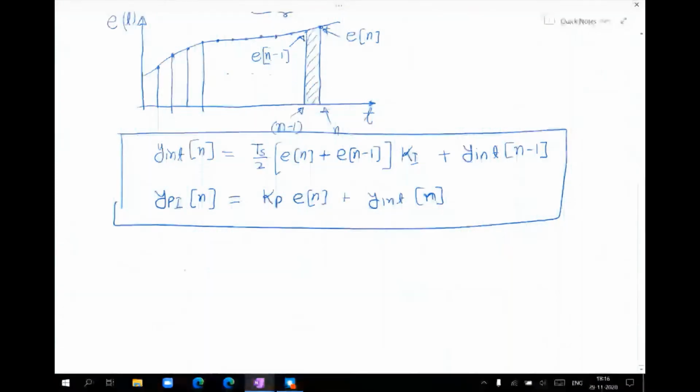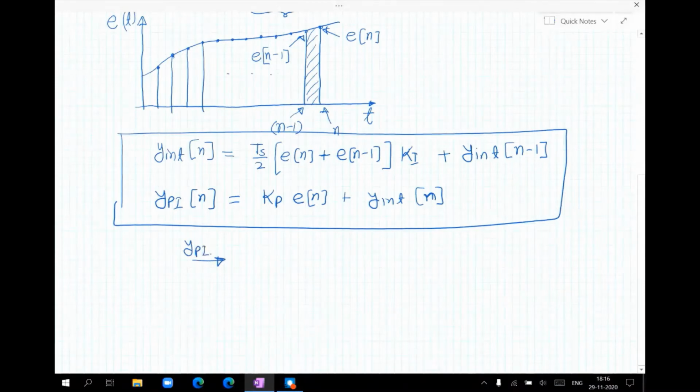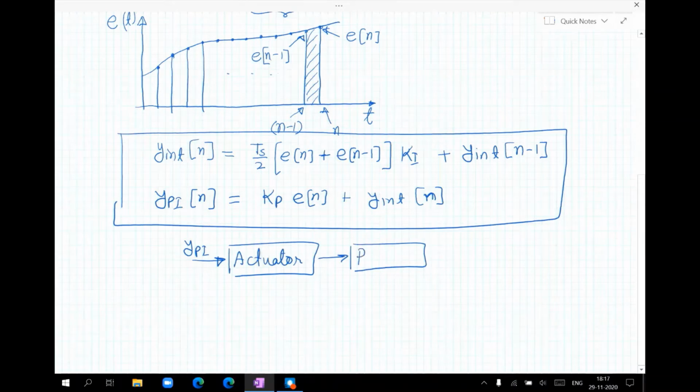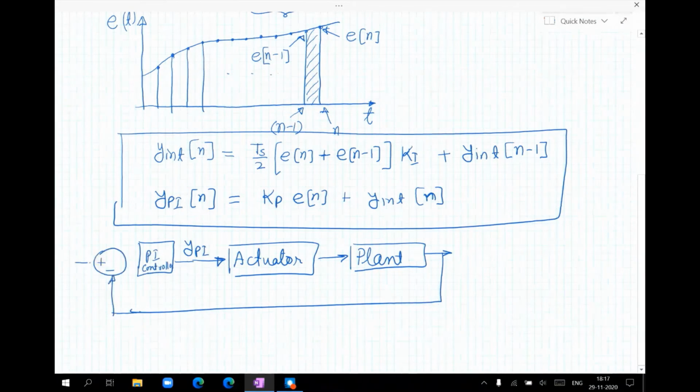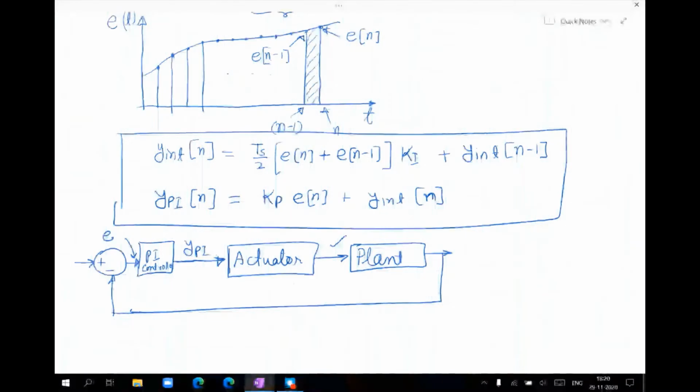Typically, the output of the PI controller is applied to an actuator, so the output of the actuator goes to a plant whose output needs to be controlled. So this is the error. Now if we have an actuator that gets saturated, that can give some undesirable effect. Or there can be another condition. Let's say we want the output of the actuator to be saturated.